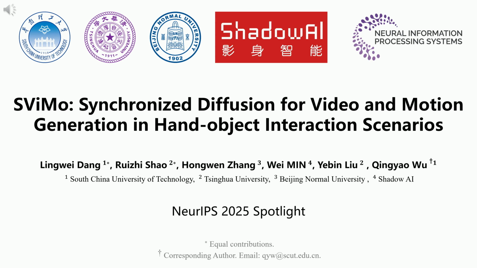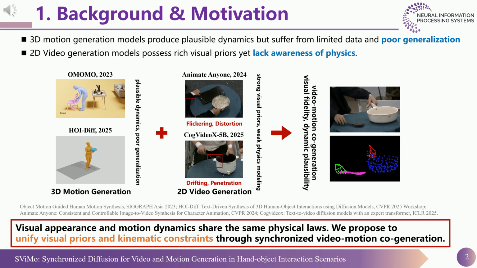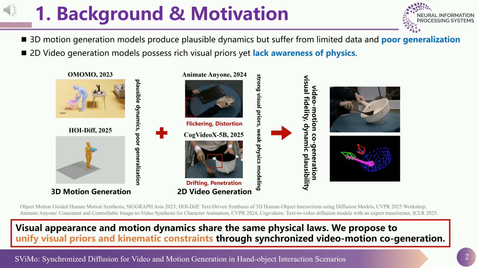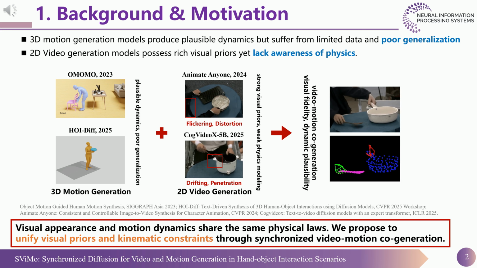Hello, I'm Lingwei Deng. In this video, we'll delve deeper into the details of our NeurIPS 2025 Spotlight paper, SViMo, Synchronized Diffusion for Video and Motion Generation in Hand-Object Interaction Scenarios. Hand-Object Interaction, HOI generation holds significant potential in gaming, animation, digital human creation, and robotics.